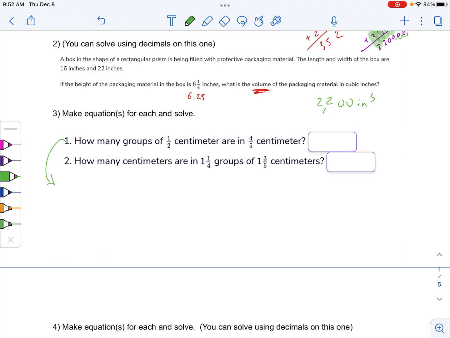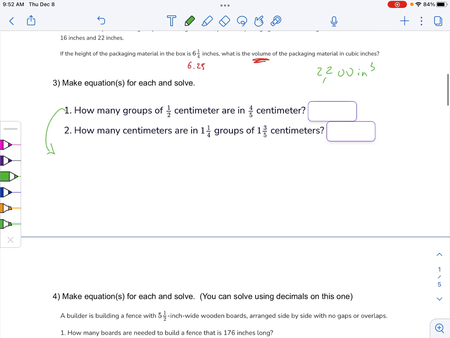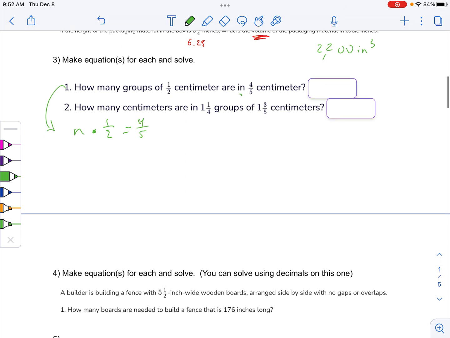Let's do this one. Let's find some space for these guys. How many groups of 1/2 centimeters are in 4.5 centimeters? So my multiplication problem is how many, right? N, because I don't know how many, of, which is multiplying 1/2. How many 1/2 are in 4.5? There's my multiplication problem.